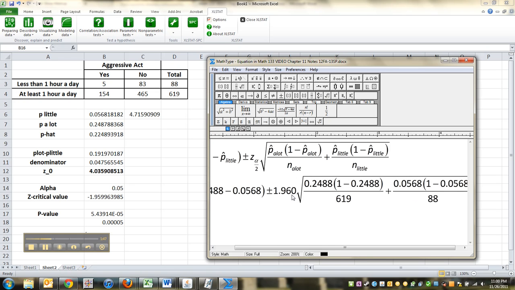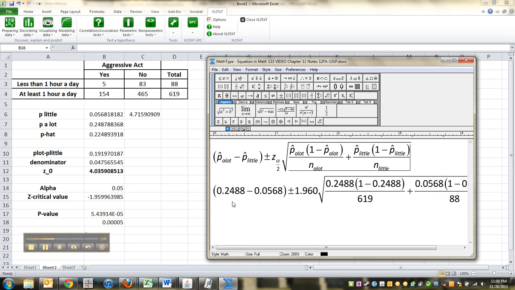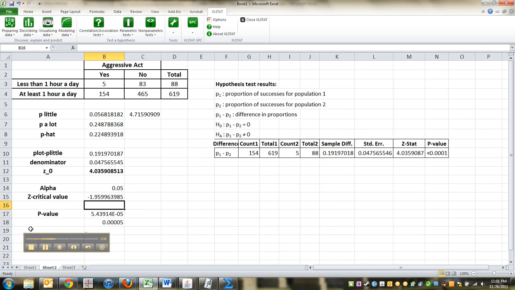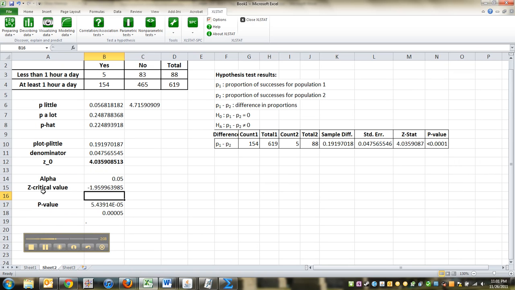Now we got to find all this jazz, which is quite a bit, unfortunately. All right, so we already found the difference there. It's 0.19197. That's the p a lot minus the p a little. So we know that part. Then we just have to find this big, huge hunk and square root thing. So let me go over here and find it. So big square root.